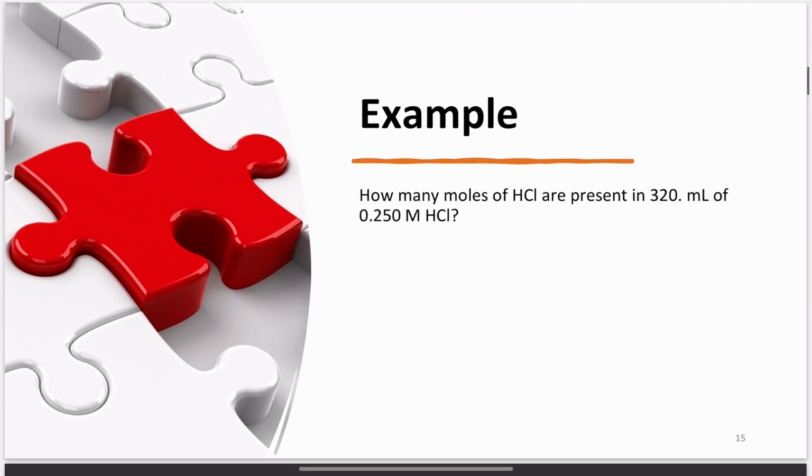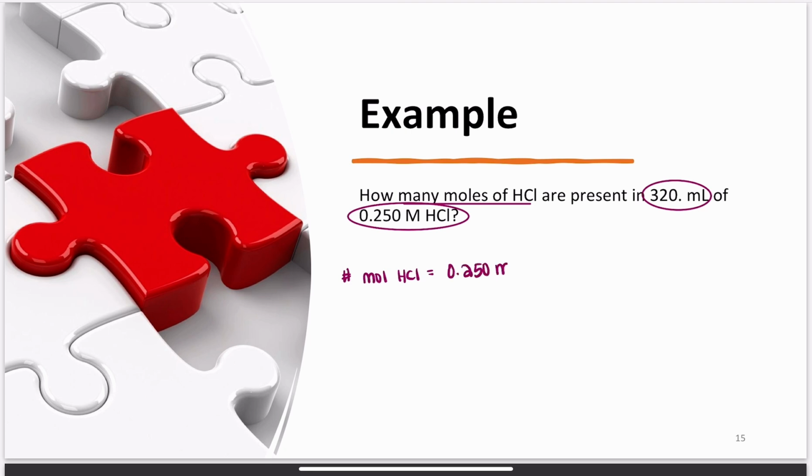Let's do another one. How many moles of HCl are present in 320 mL of a 0.25 molar HCl solution? Okay, so what I want to know is how many moles. I'm starting with 320 mL, and I've got a 0.25 molar solution. So number of moles of HCl. Again, you can start with either number here.